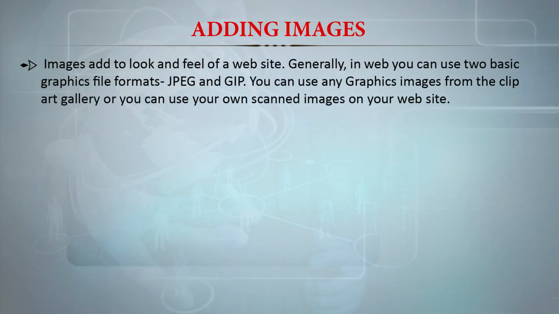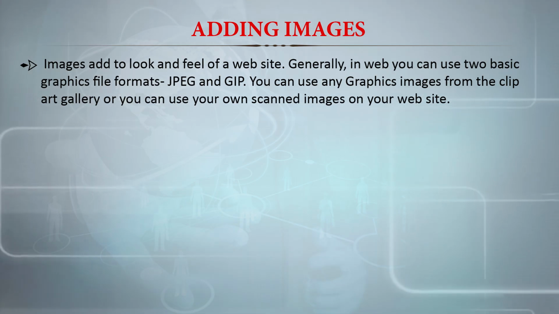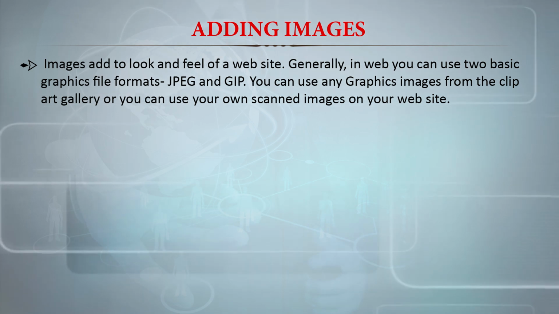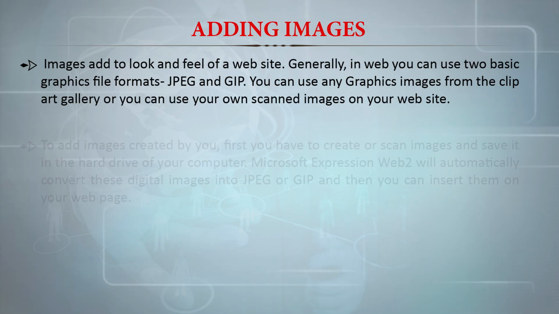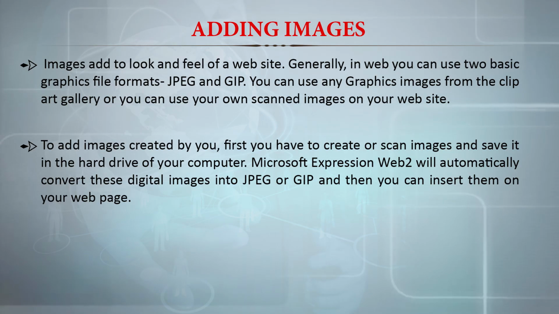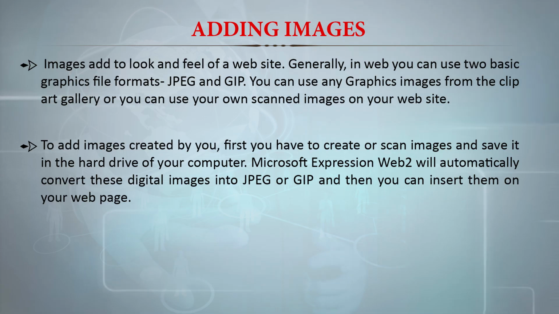Images add to the look and feel of the website, and in the website it is possible to use JPEG as well as other formats. You can use any graphics images from the clipart gallery, or you can even use your own scanned images on your website. To add images created by you, first you have to create or scan images and save them on the hard drive of the computer. Microsoft Expression Web will automatically convert these digital images into JPEG or another format, and then you can insert them onto the web page.